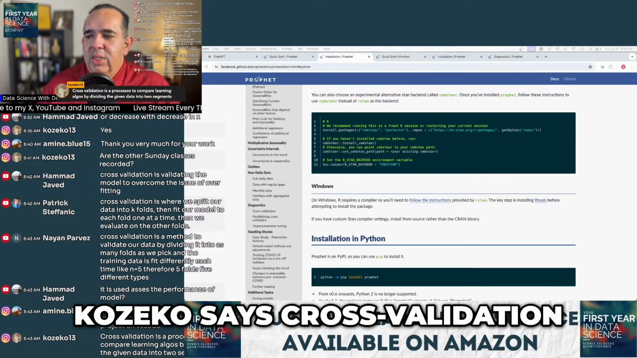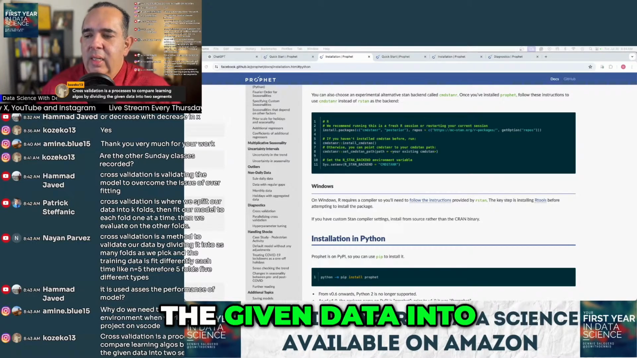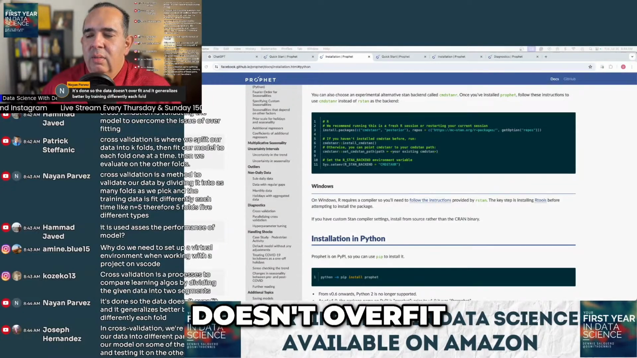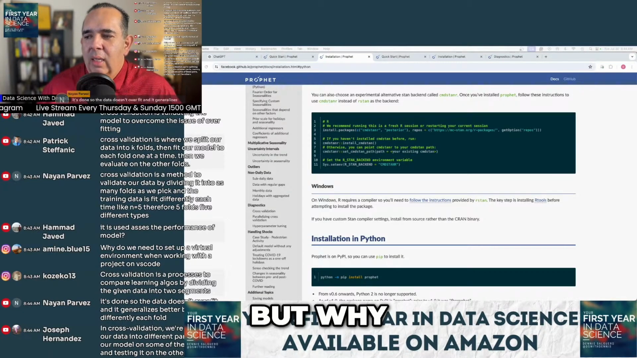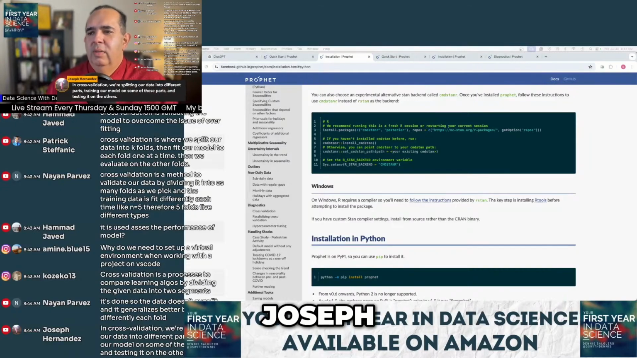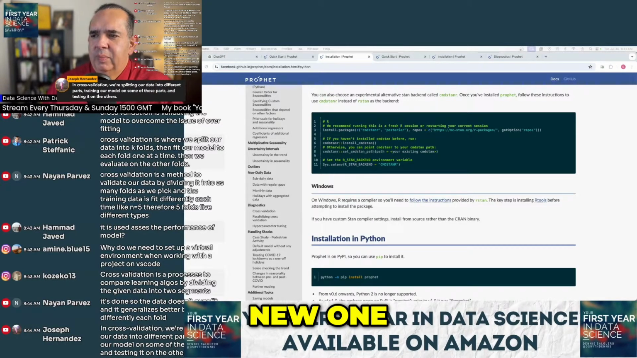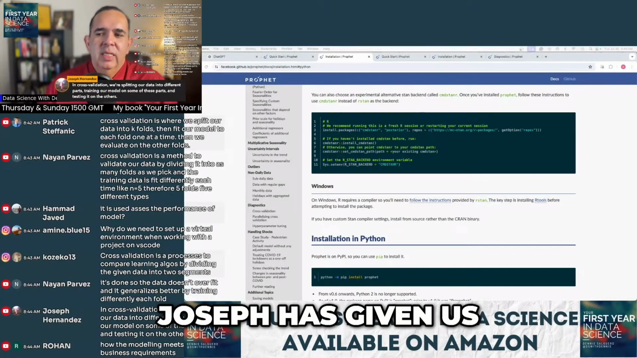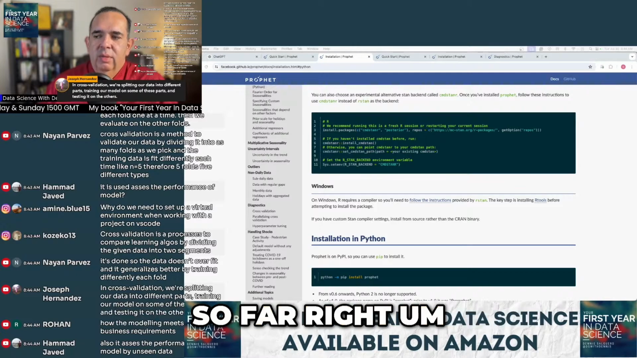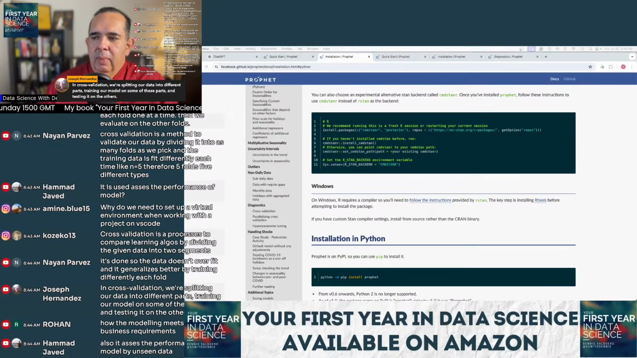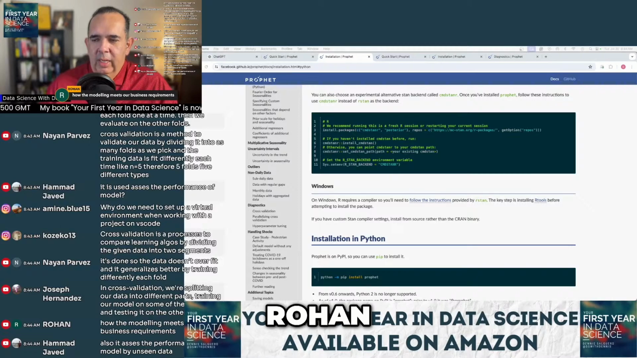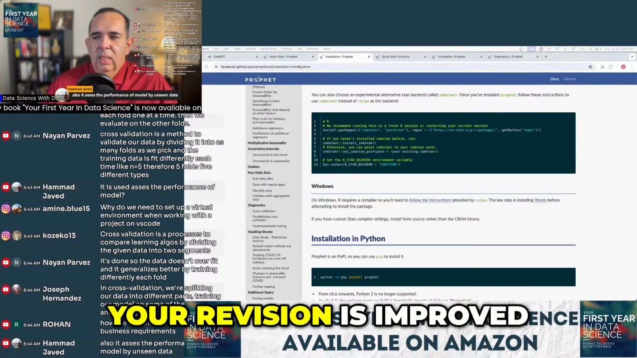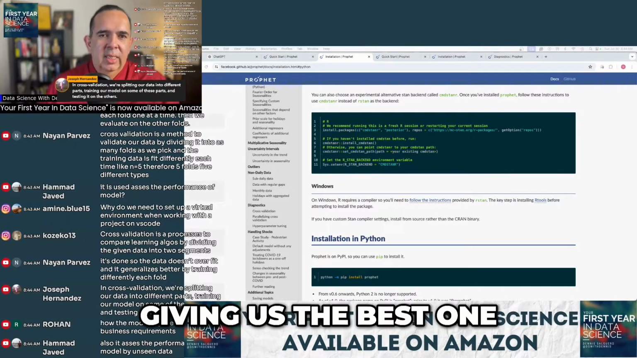Kozeko says cross-validation is a process to compare learning algos by dividing the given data into two segments. Nyan says it's done so that data doesn't overfit. Yeah, but why? Okay, Joseph, are you revising your answer, or is that a new one? I think that's a new one. Okay, all right. I think Joseph has given us the most accurate answer so far, right? Rohan, yep, I think you're on the right track. And Hamad, your revision is improved. But I'm going to highlight Joseph's answer here because I think he's giving us the best one.